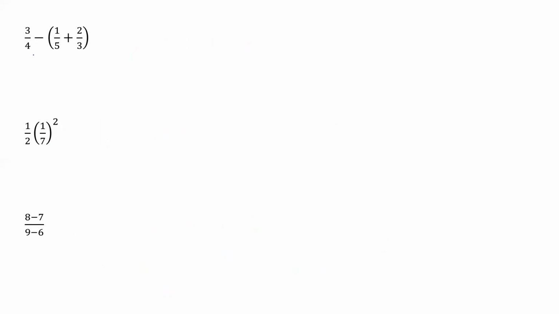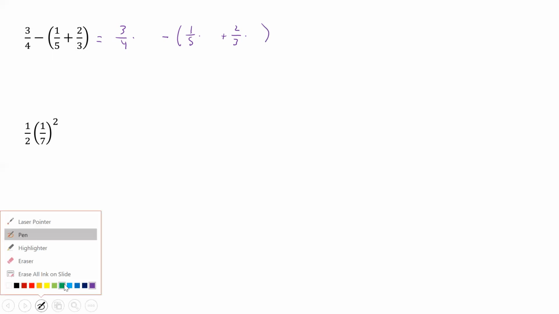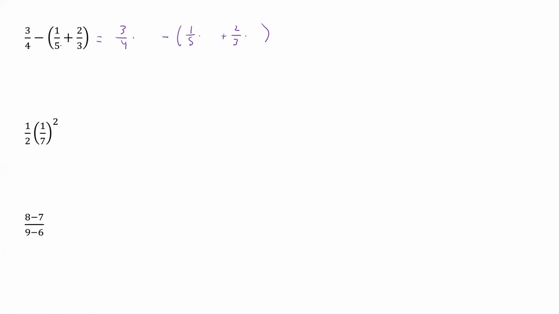Again, common denominators is going to be our first thing, and I think that's just going to be something we have to do. So we have 3/4 times something, and then we have minus 1/5 times something, and then we have plus 2/3 times something. Okay, so let's put that something in here. We have a 4, a 5, and a 3. So there's nothing common in any of them. So we're going to have to basically take 4 times 5 times 3 to get our common denominator.